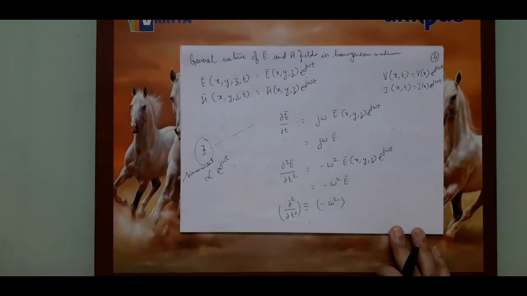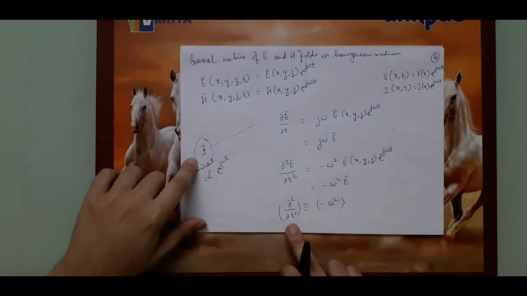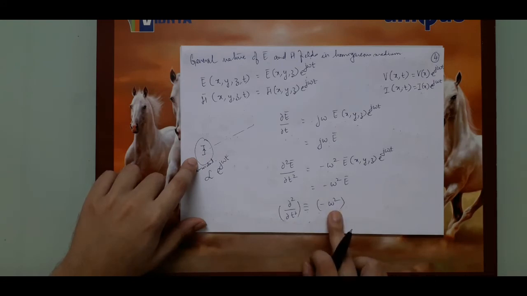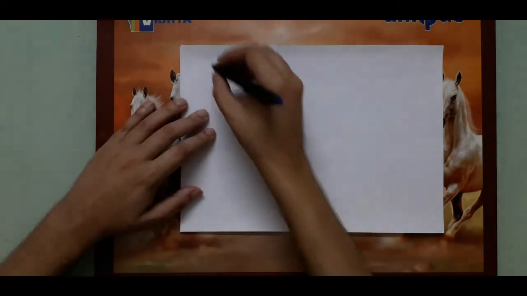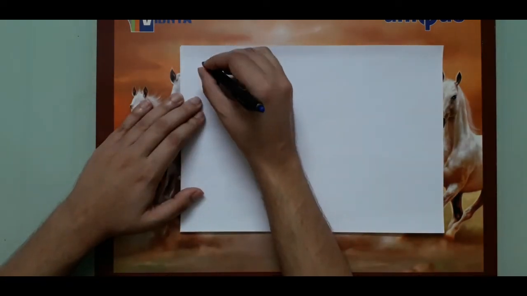So let us now encode the time behavior using omega, and what we got for the solution of the Maxwell's equations, let us rewrite it. So what we had got was something of this kind.